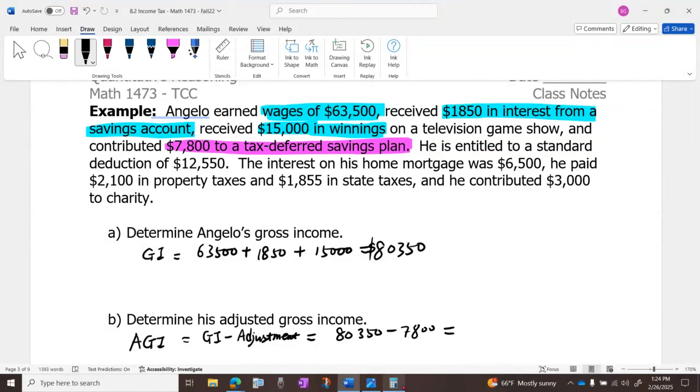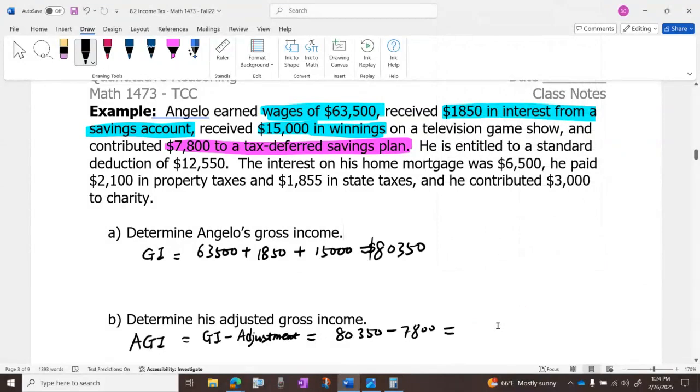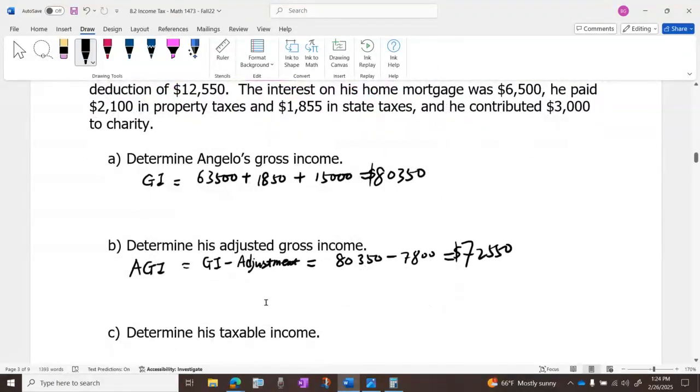Let's see what we have. On the calculator, we already have the gross income, right? Use that to minus the adjustment, which is $7,800. That gives $72,550. That is AGI. Okay? We are making progress. That is AGI. And now step 3 is to find the taxable income. I'm going to put it here, all right?